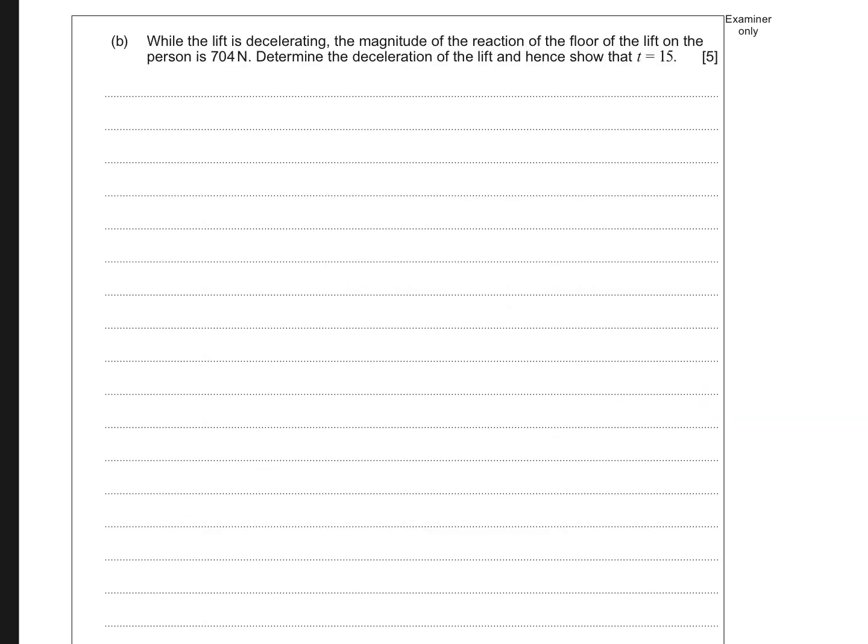Okay, part B. While the lift is decelerating, the magnitude of the reaction of the floor on the person is 704. Right. Okay, so if we think back to our little picture, we've got our guy standing on the floor. We know his weight was 80g, and we've now been told that the reaction force is 704 newtons. That's enough information to be able to find the acceleration, and once we know the acceleration, we can use that backwards then to find the time.